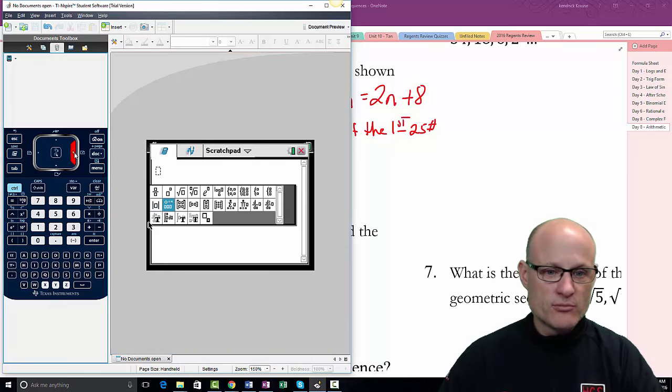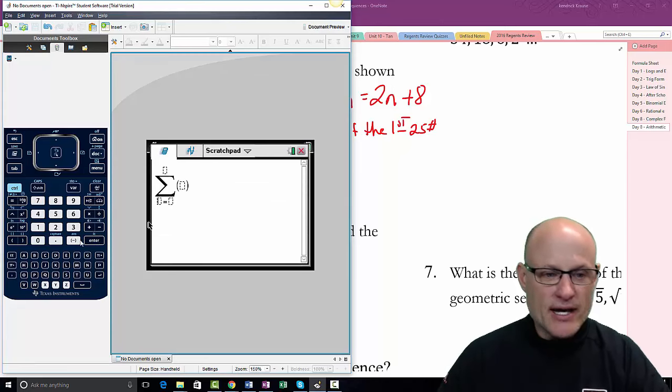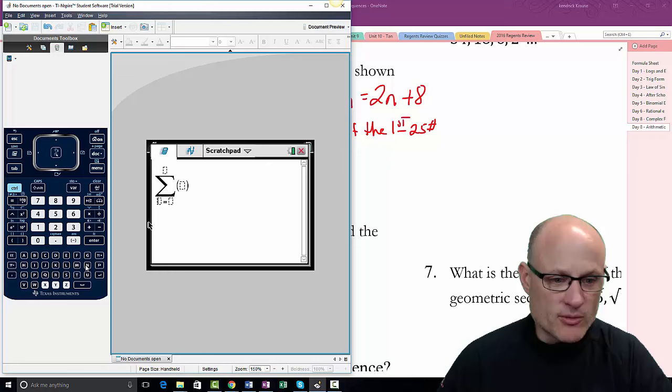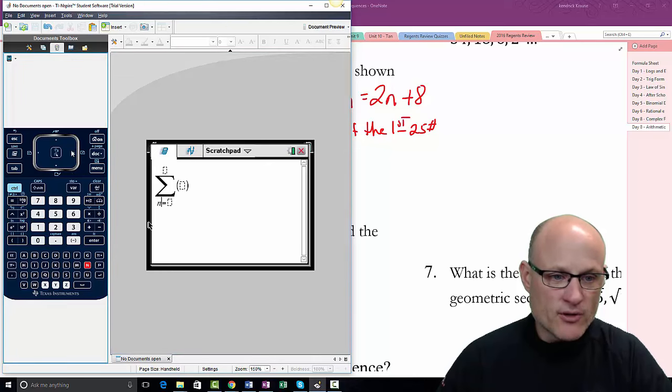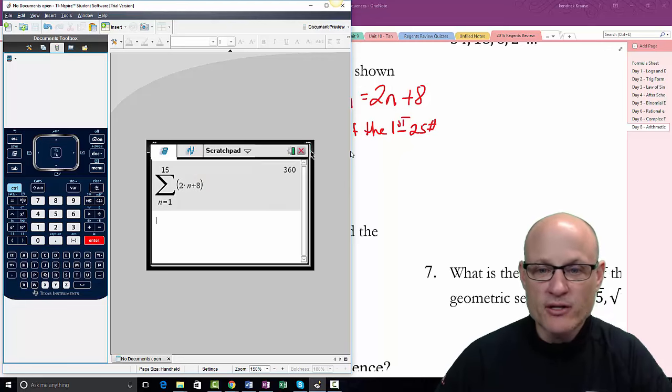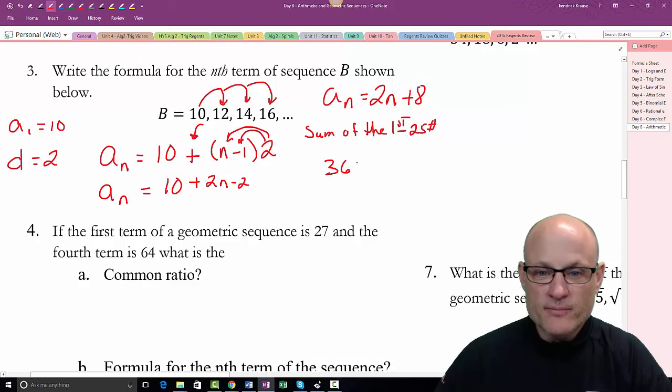Escape. Enter. All right. And n equals 1. I said the first 15 terms, didn't I? N from 1. Our thing is 2n plus 8. And we go up here and we plug in, oops, I said 15. 15 terms. Boom, done, 360. 360. Okay.